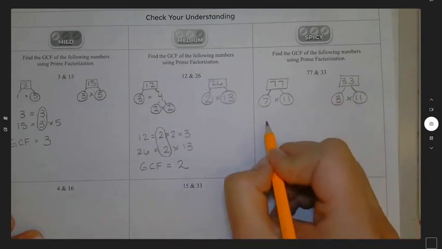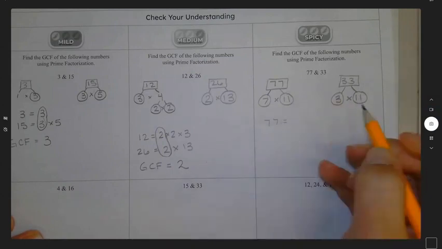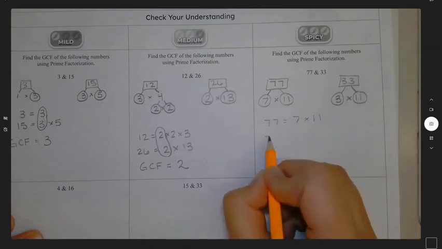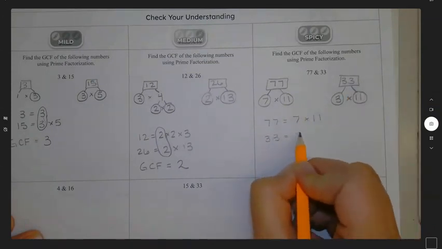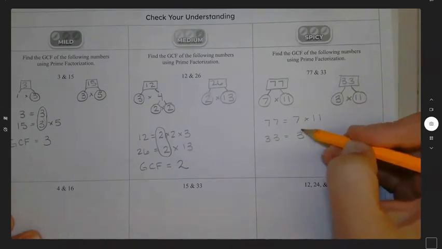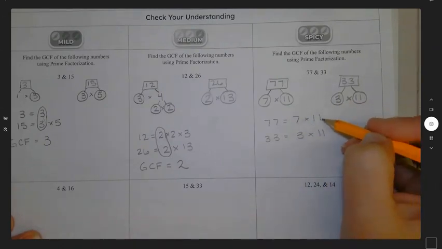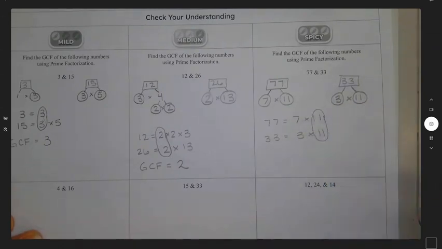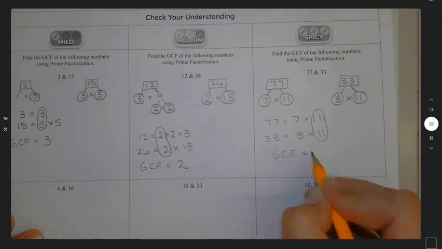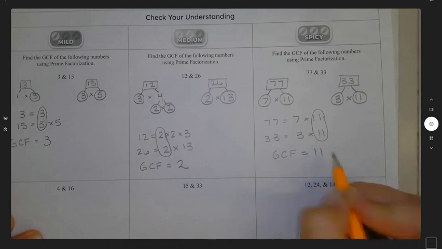Then I will come down here and I will write my multiplication sentence. 7 times 11, then 33 is 3 times 11. Now I'm going to ask myself, do they share any common factors? Those are not the same, but they do both share an 11. So the greatest common factor of 77 and 33 is 11.